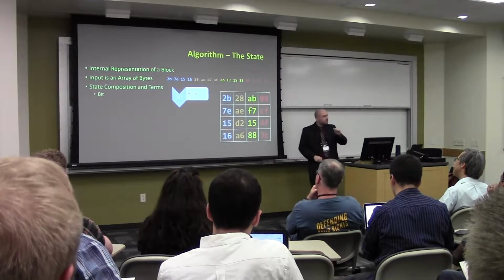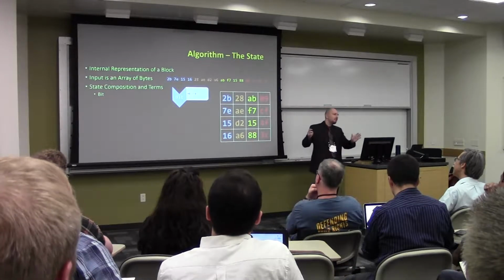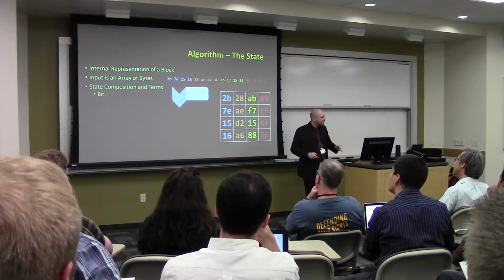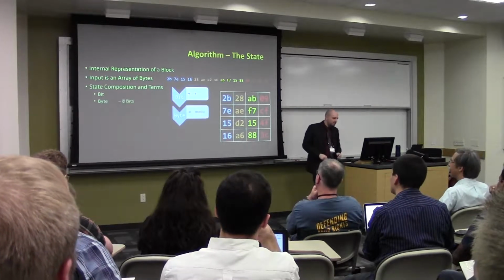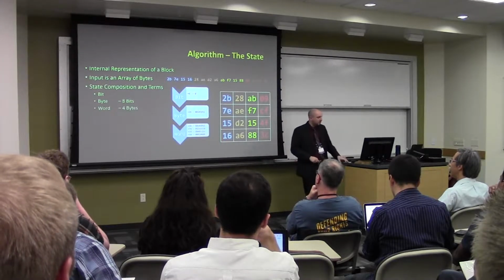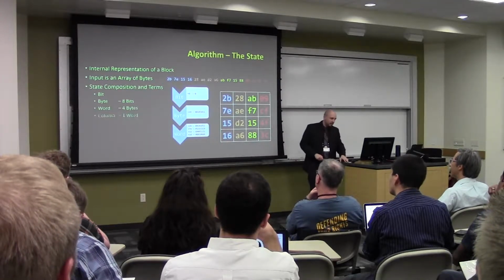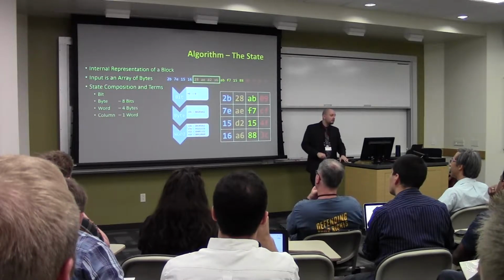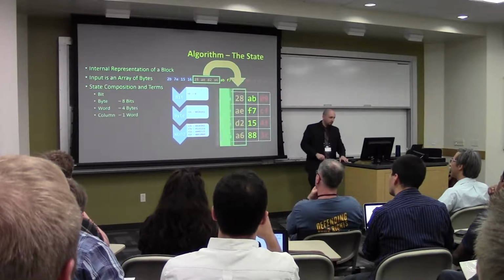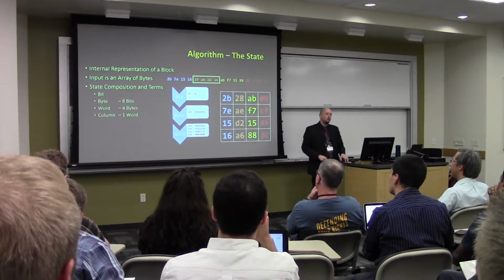Just some terms first. We have the concept of a bit. I know everybody knows this already, but for completeness' sake, a bit is a 0 or a 1. A byte is 8 bits. A word is 4 bytes. And then we have the concept of columns and rows. Well, I'm just going to back up. We're going to do that one more time.